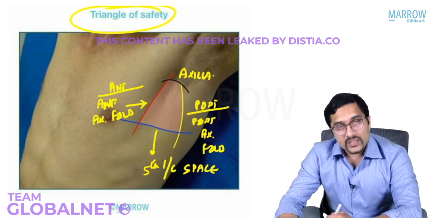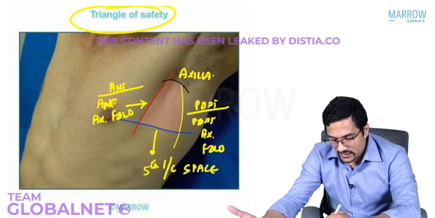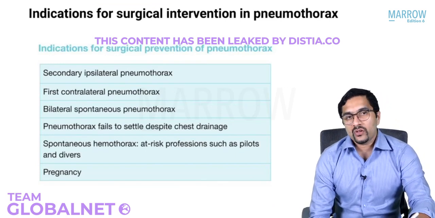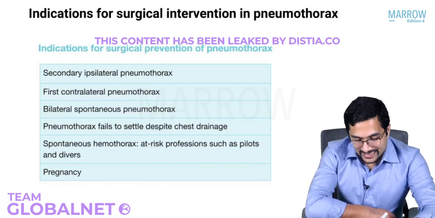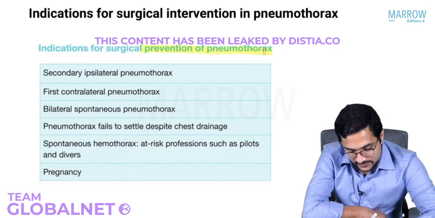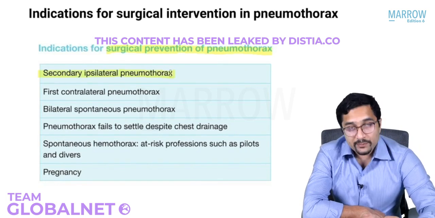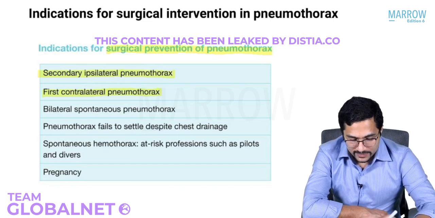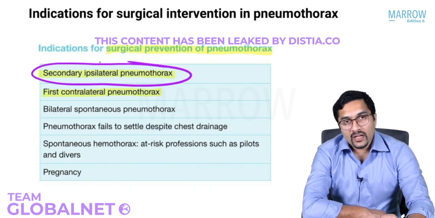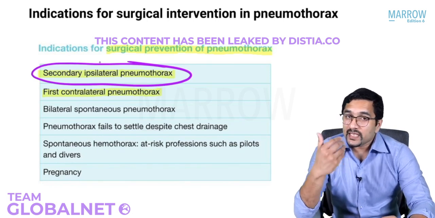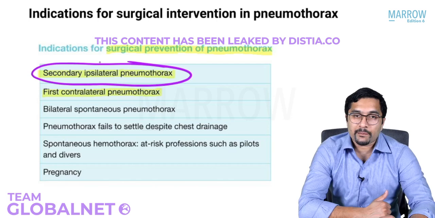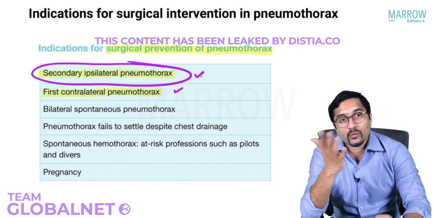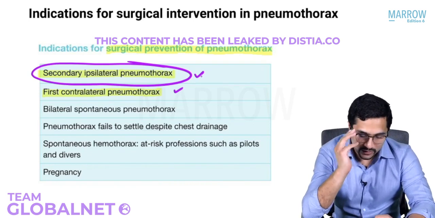Now, what are the indications for surgical intervention? Initially we try to manage these patients conservatively, but if the patient is not responding, we have to carry out a surgical procedure. The indications for surgery in pneumothorax are a second ipsilateral pneumothorax, or a first contralateral pneumothorax. Second ipsilateral means the second episode has developed, and I told you if the second episode develops, there's a 50% chance that the person might develop a third episode as well. Contralateral pneumothorax puts the person at risk of developing pneumothorax on either side. So there also we have to carry out surgery.